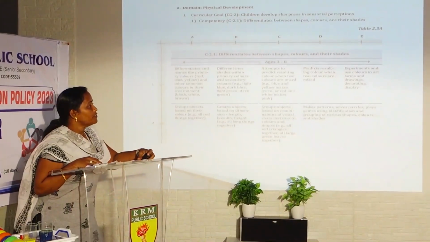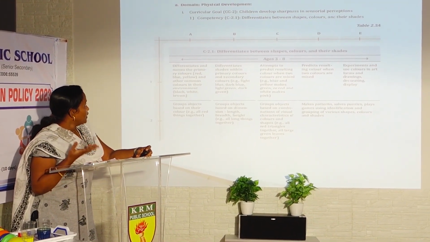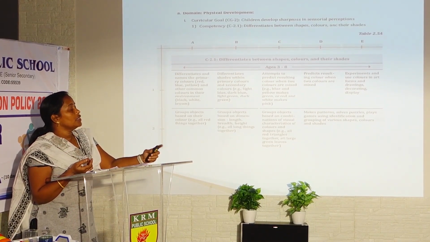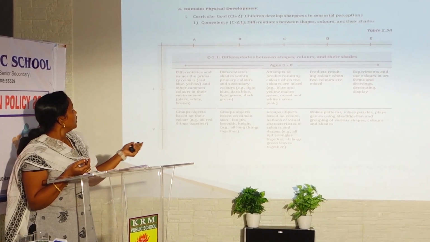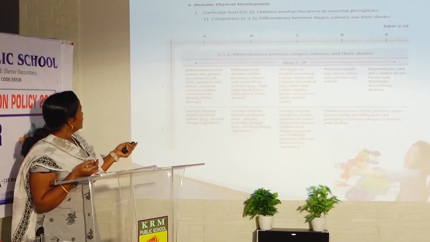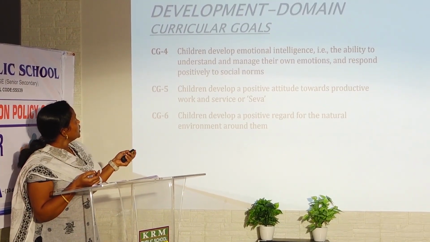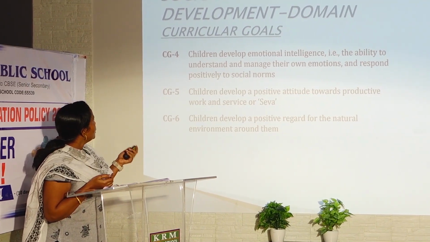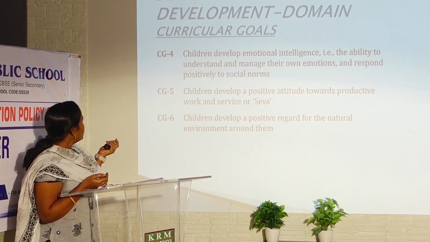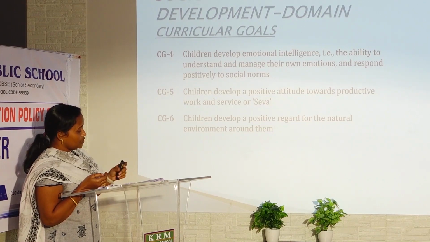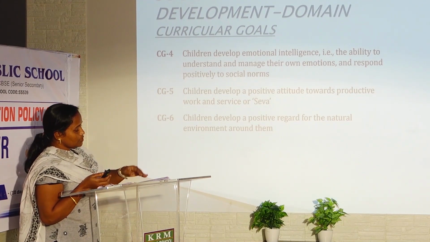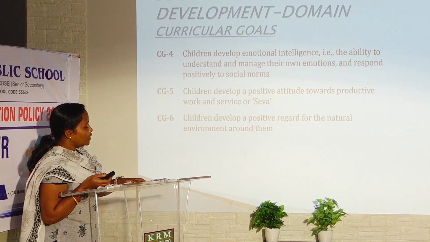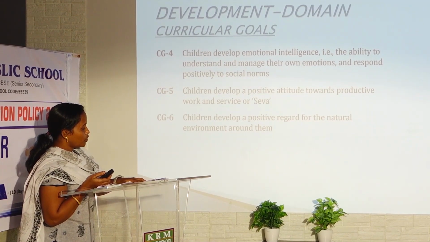We have seen the physical development domain, the competencies and the learning outcomes, everything. Now we will move on to the next slide, that is the socio-emotional and ethical development domain. Under this domain, we are going to see the curricular goals. Curricular goal 4: children develop emotional intelligence. Emotional intelligence is the ability to understand and manage their own emotions and respond positively to social norms.